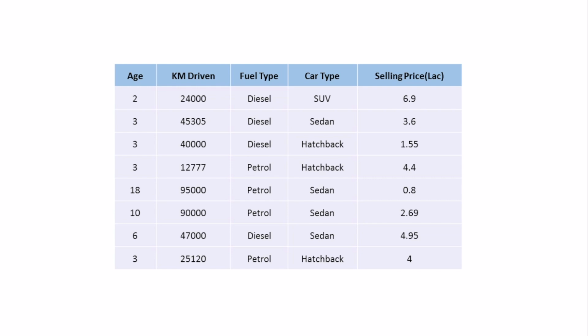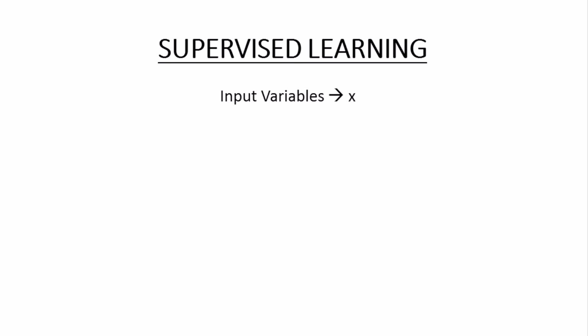Yes, this is supervised learning. The reason is that the target value, which is price in this case, is present in the training dataset. According to this example, age, kilometers driven, fuel type, and car type are input variables and price is the output variable or dependent variable. Usually input is denoted by X and output is denoted by Y.